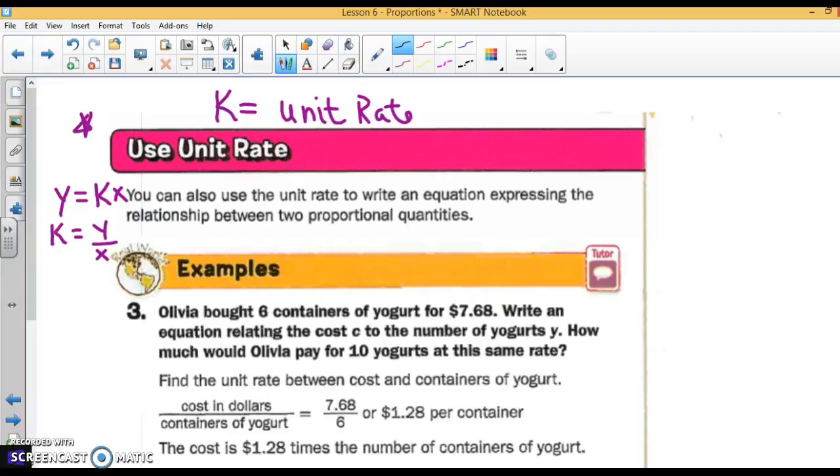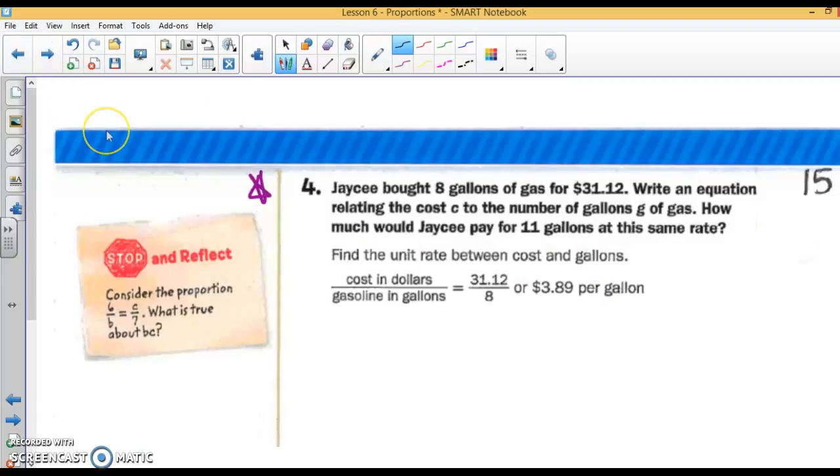Okay. Now, we need to review something that we already know. We know that if something is proportional, y equals kx. K is y over x. That's a constant of proportionality. It is also the unit rate. So, you can write an equation using unit rate. Let's look at this example. JC bought 8 gallons of gas for $31.12. Write an equation relating the cost C to the number of gallons of gas. How much would JC pay for 11 gallons at this same rate?